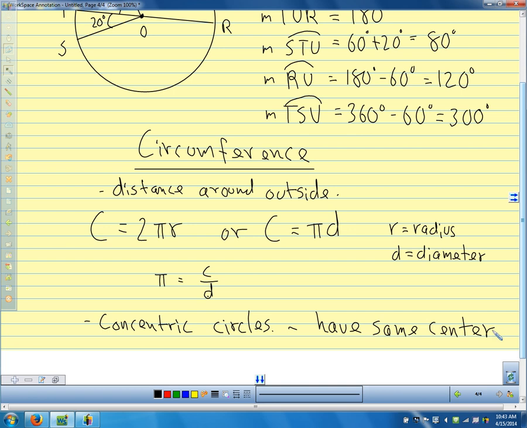So the book will talk about concentric circles. 2 concentric circles this, 2 concentric circles that. They just mean circles that are inside each other that have the same center. So it looks kind of like ripples on a pond. Concentric circles. All right, let's look at an example having to do with circumference, and then we have one last thing to talk about for this section.